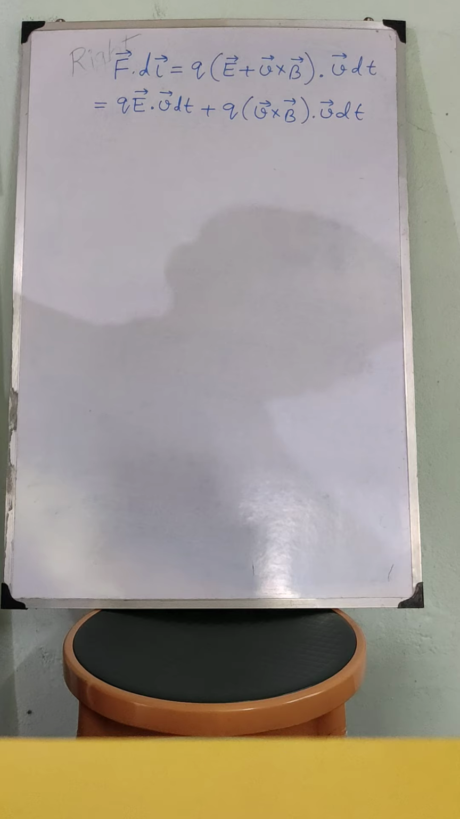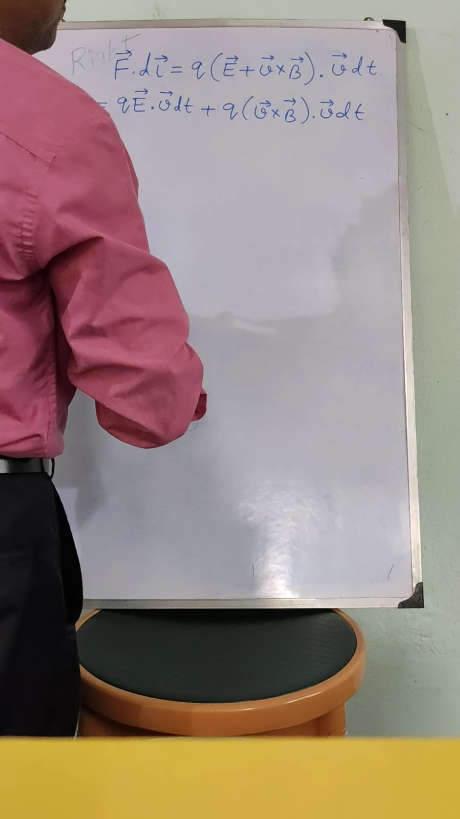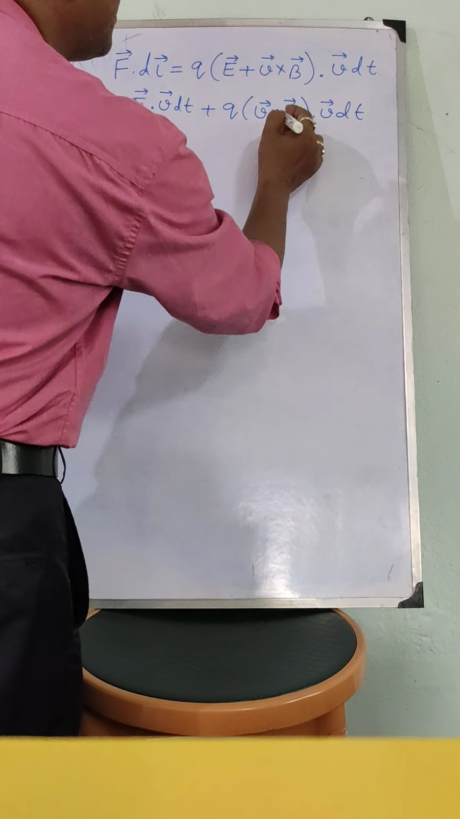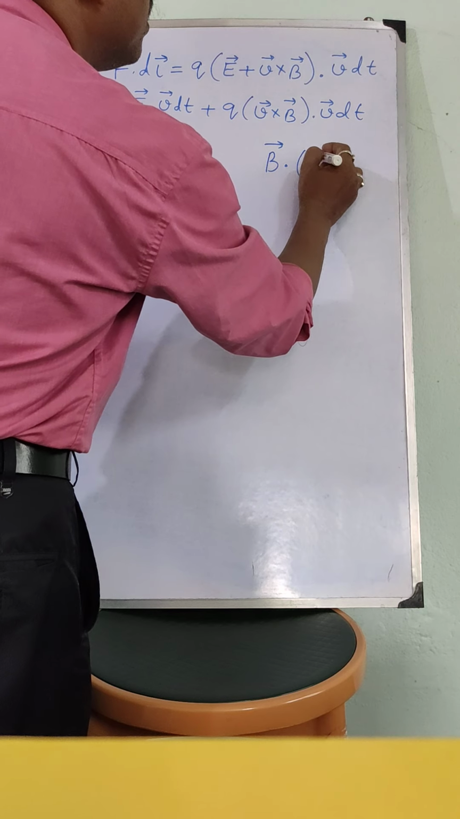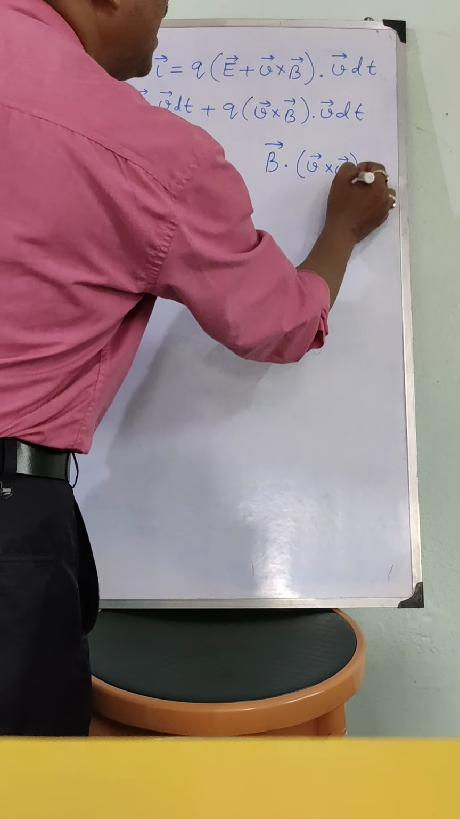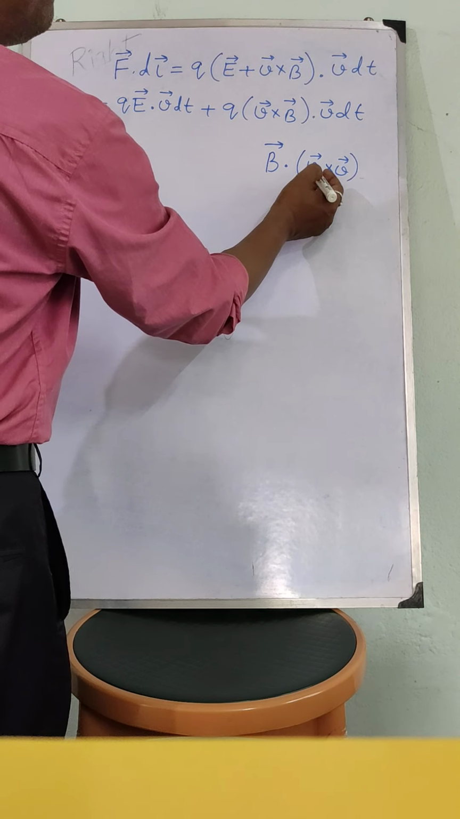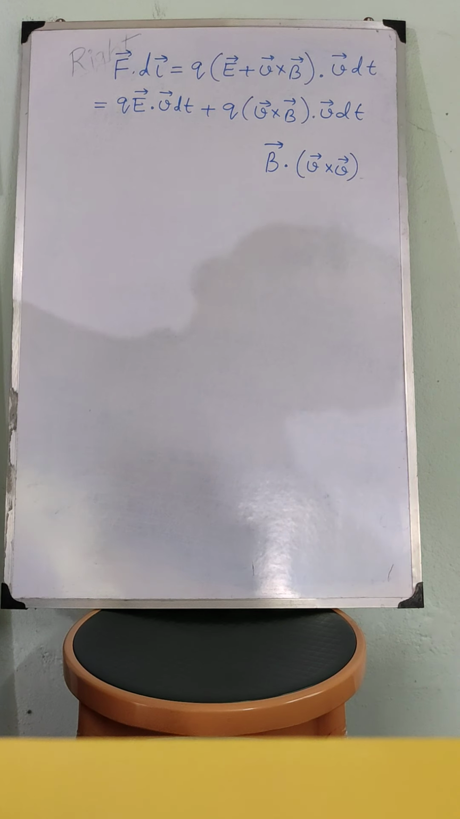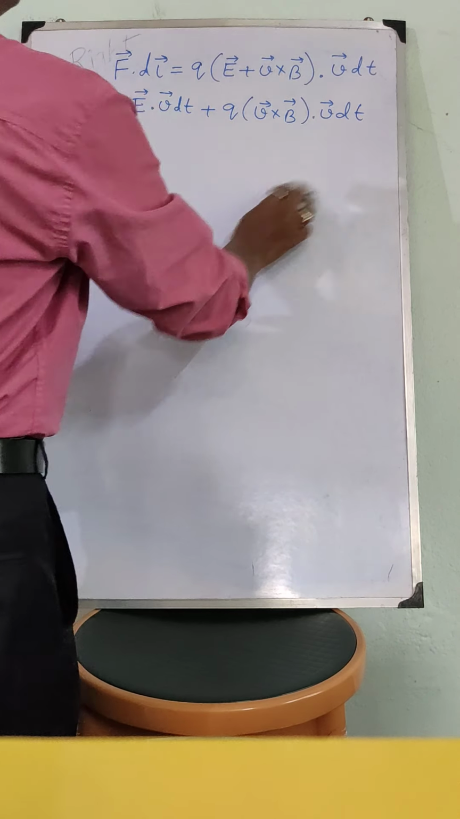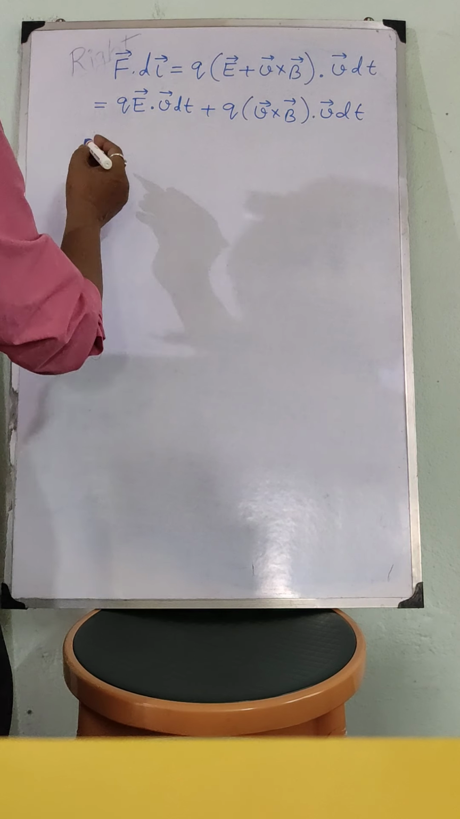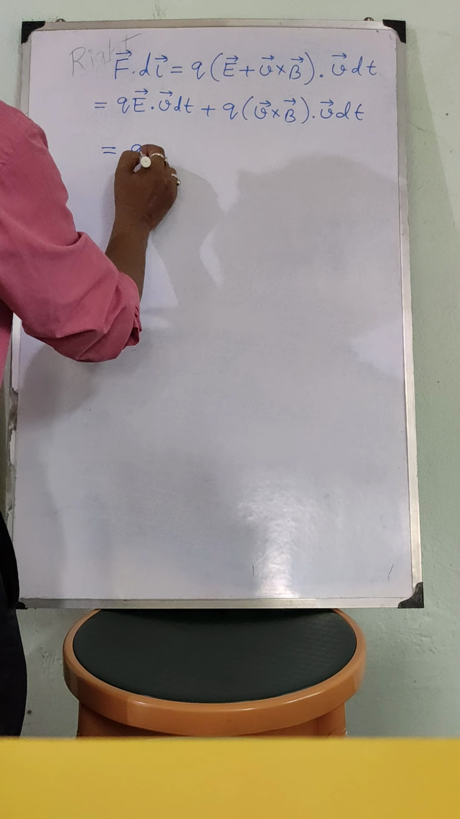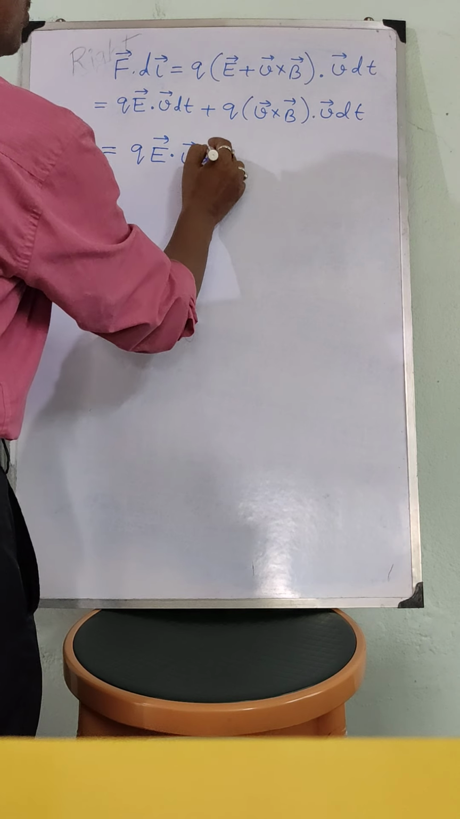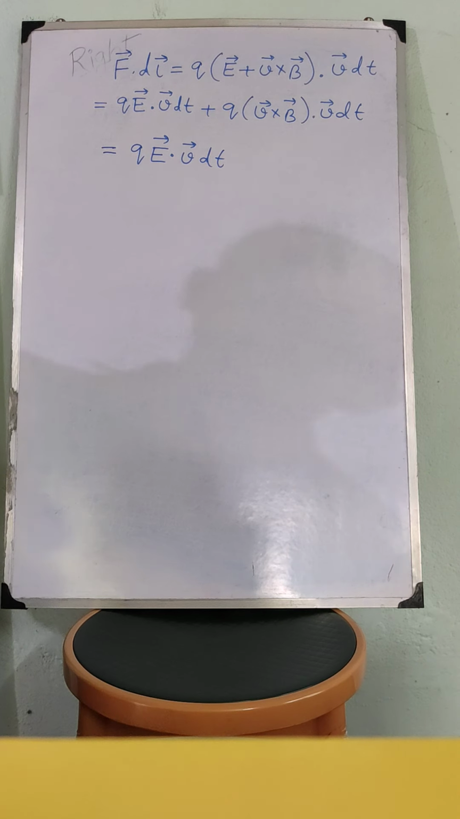term will be 0. This term I can write, as this is the scalar triple product, as B dot V cross V, and you know that when we take the cross product of a vector with itself, the cross product vanishes. So this term is 0. So F dot dl reduces to Q into E dot V into dt. So this is the expression of work done.